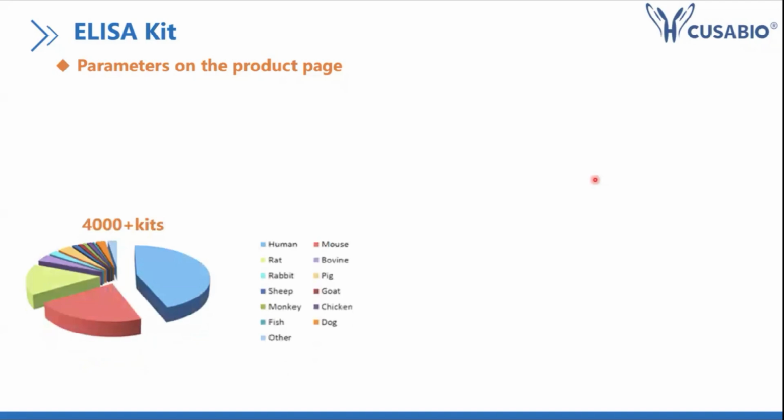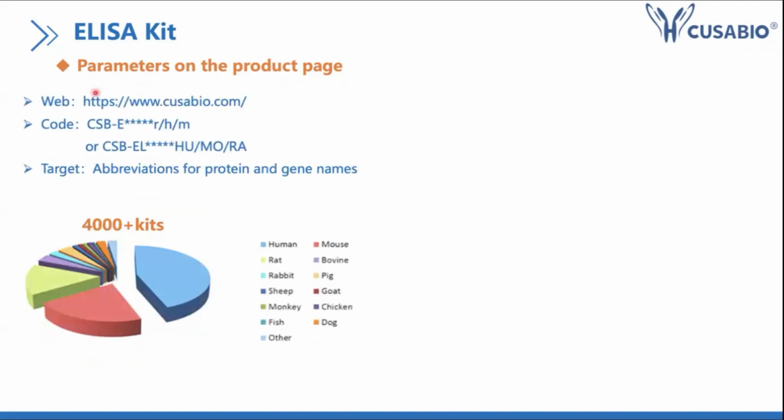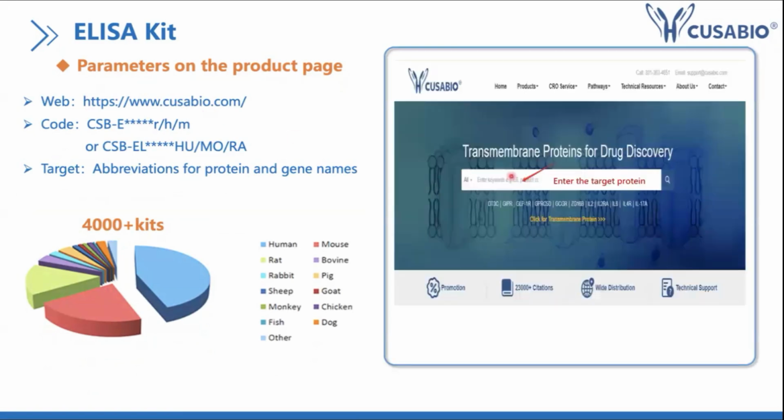And next, I will go through the parameters on the product page of the CUSABIO ELISA kit. First, the website of CUSABIO is cusabio.com, and we have a search box on the official website. If you know the code or the catalog number for the CUSABIO ELISA kit, you can simply type it in the search box. Or if you do not know it, you can simply type the abbreviations for the protein and the gene names in the search box.